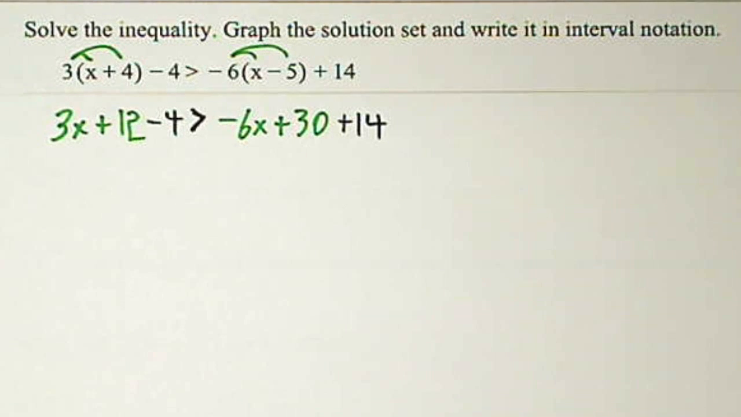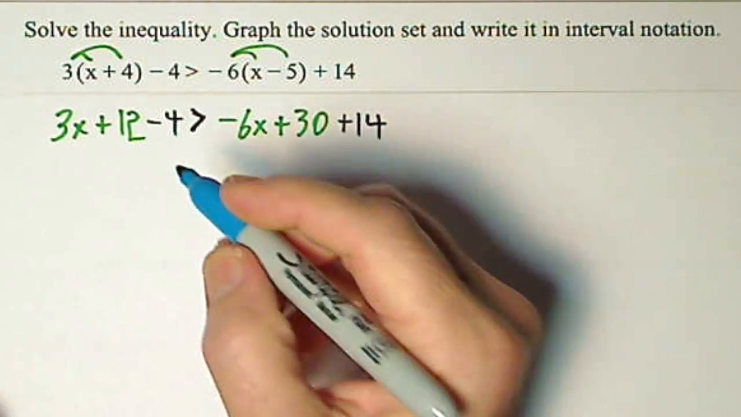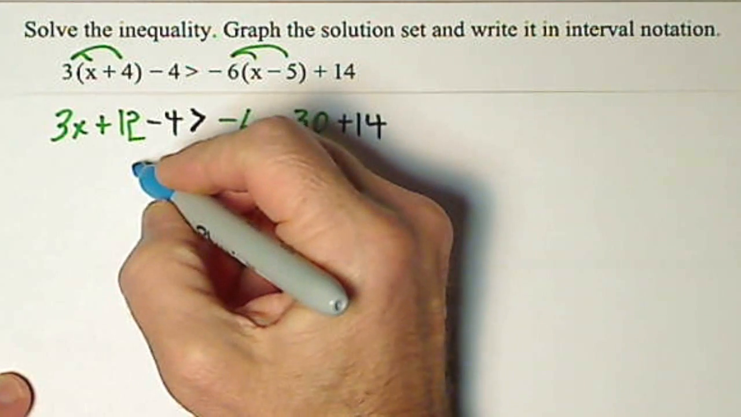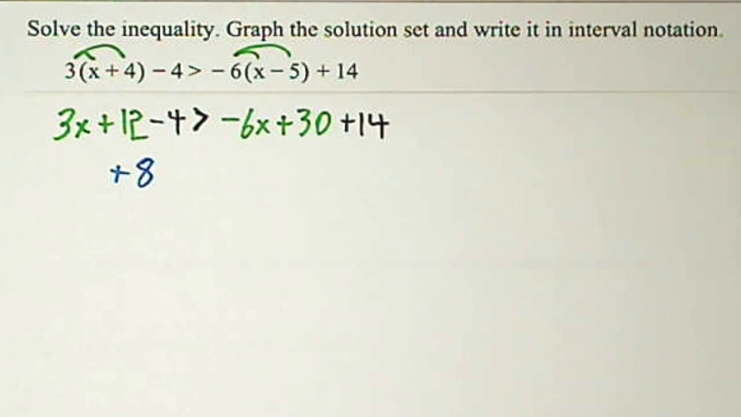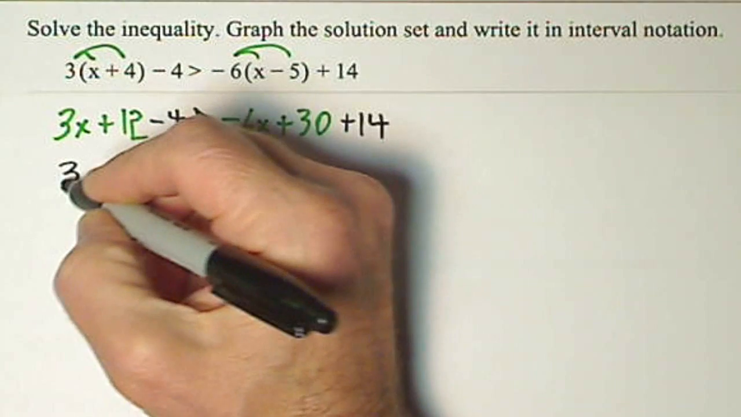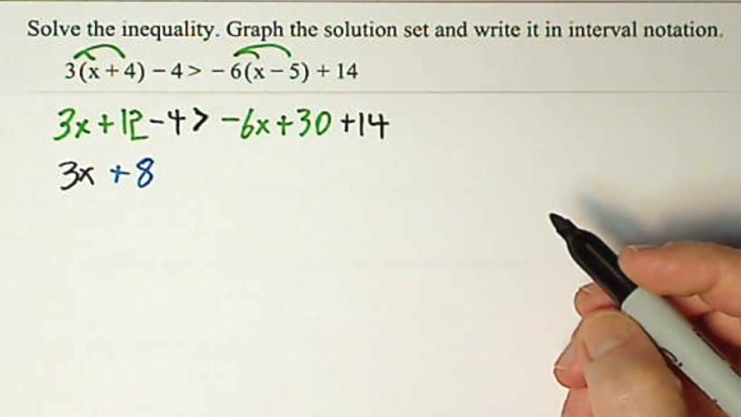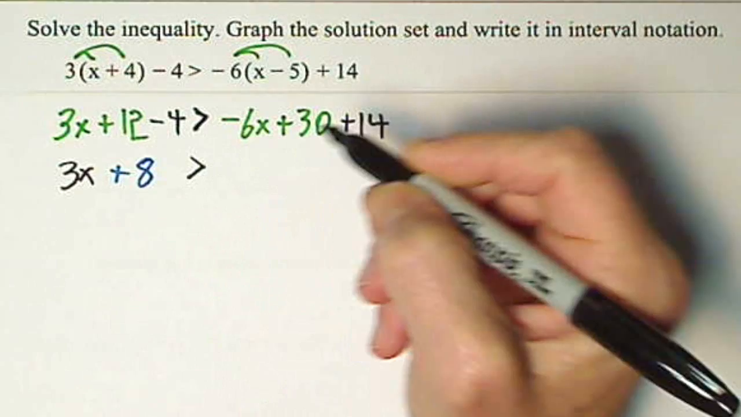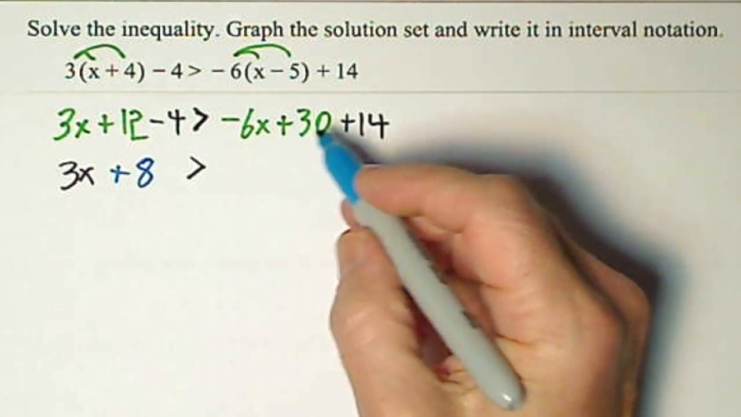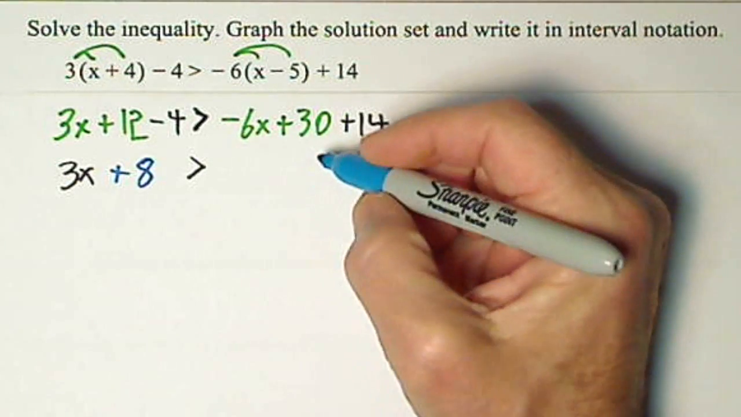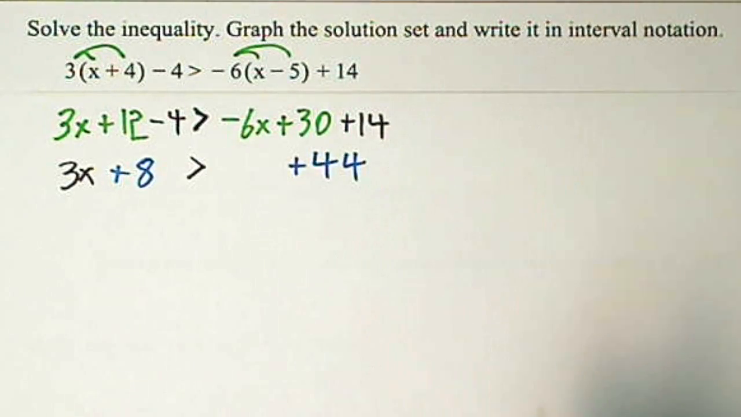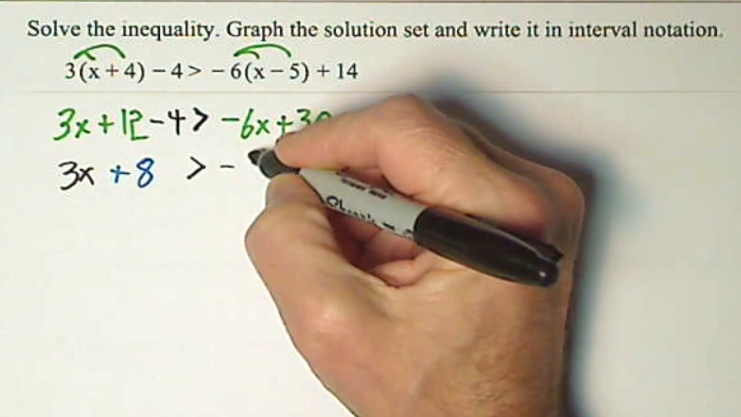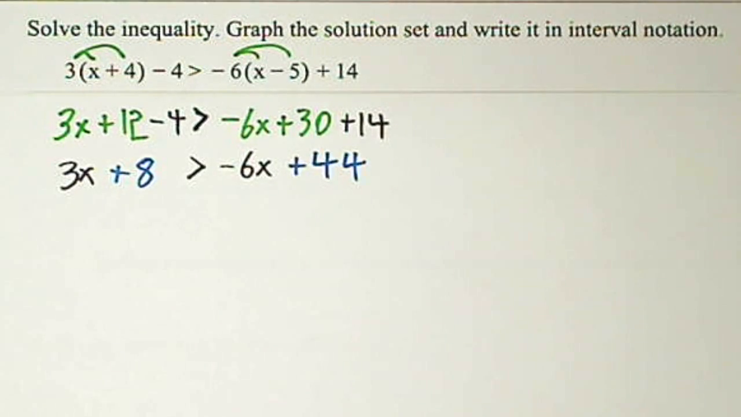Okay, we're going to be able to combine like terms on each side of the inequality. So the 12 and -4 combine to give us +8. X drops down. And here the 30 and the 14 are both positive, so that's +44. Bring down your -6x.